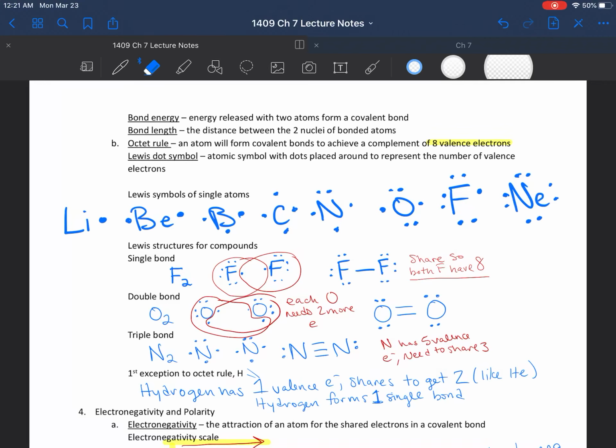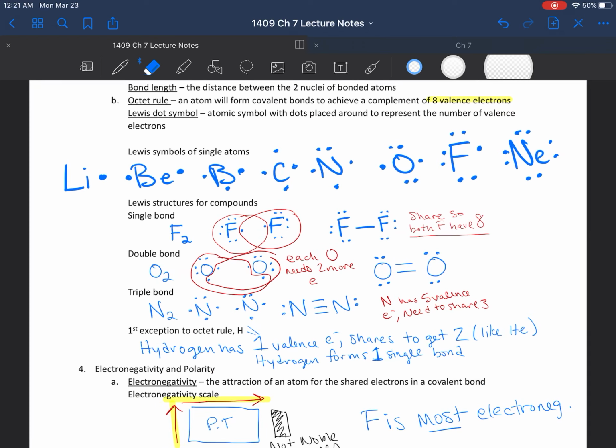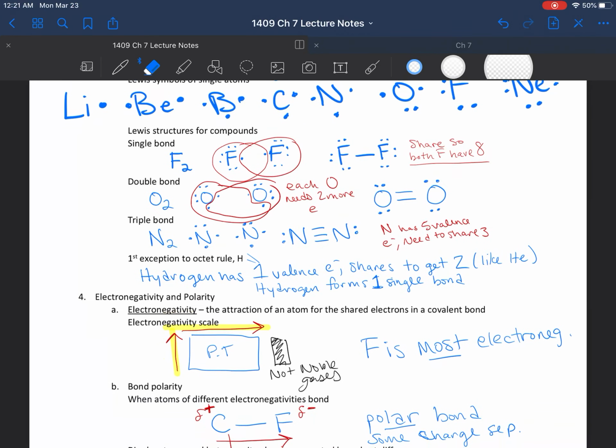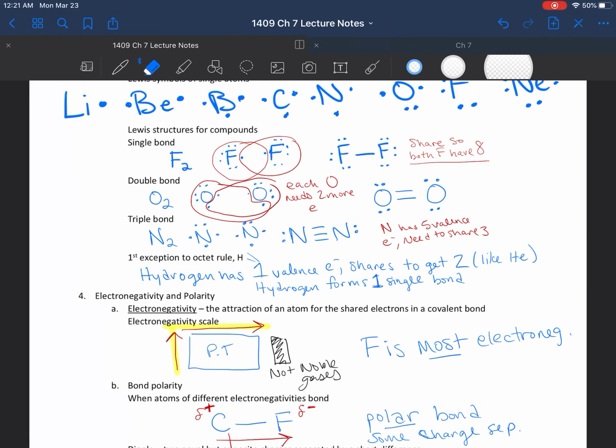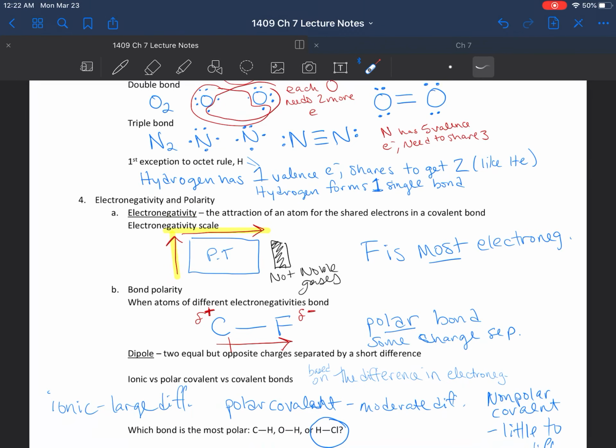Hi guys, today we're going to continue lecturing in Chapter 7. Before spring break, we got through the first page and a half of our Chapter 7 notes. We talked about Lewis dot for individual elements. We talked about single, double, and triple bonds. Keep in mind, hydrogen is our first exception to the octet rule in that it does not need 8 electrons around it. It is happy with 2. It will form one single bond.